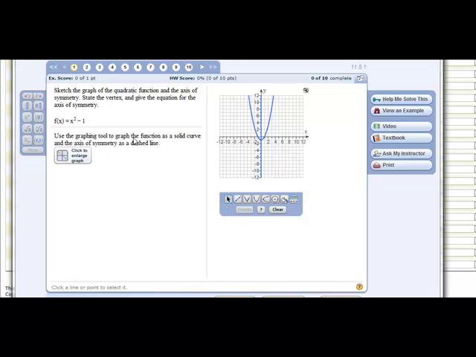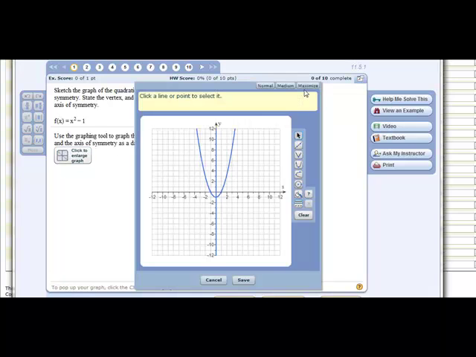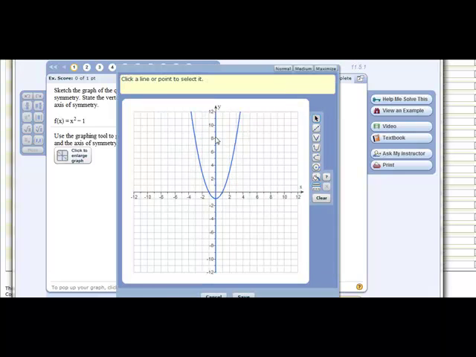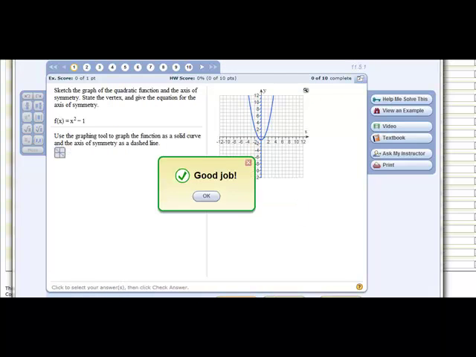Use the graphing tool to graph the function as a solid curve and the axis of symmetry as a dashed line. So let me come back in here and fix that, since apparently I was not very intelligent the first time. Click on, now I've clicked on it, I've selected it. Come down here, notice I can come over here and make it dashed by clicking on the dashed line. Now it is dashed. I'll save, and now it will say, good job. Okay, so you're going to have to make sure that you make the axis of symmetry a dashed line.